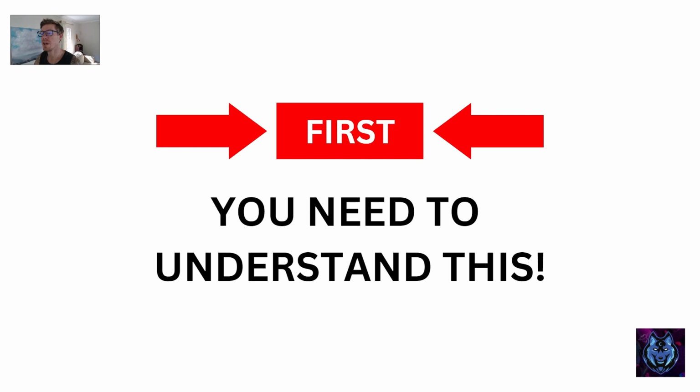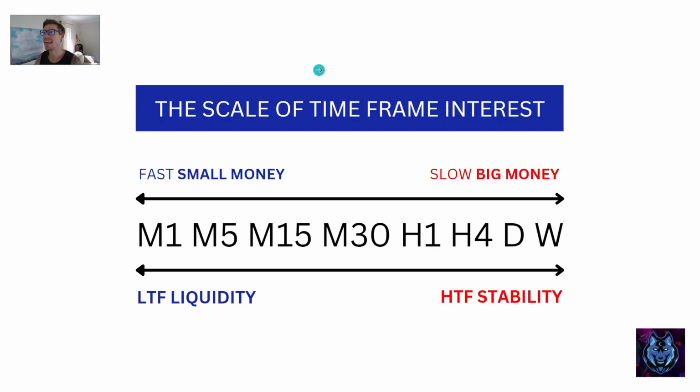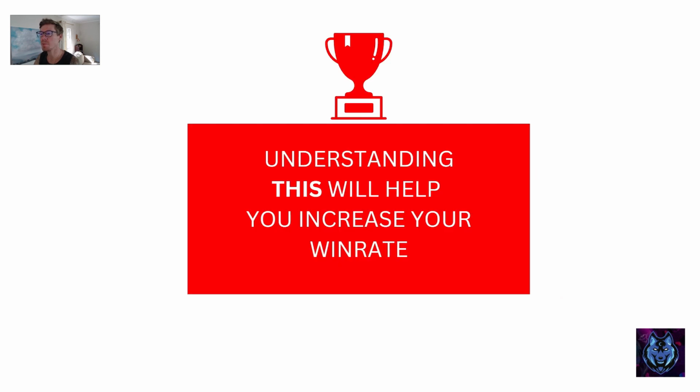First, you need to understand this: the scale of time frame interest. As you can see, we've got the lower time frames going all the way up to the higher time frames. The smaller the time frame you're on, the more there's fast, small money that's active. This is lower time frame liquidity. The higher the time frame, you get the slow, big money. And this is higher time frame stability in the market. Understanding this will help you increase your win rate.